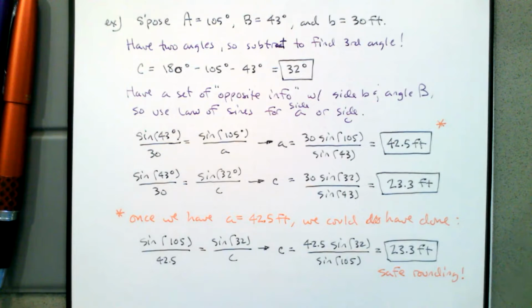Any questions? The other reason I chose to use 43 and 30 is that that stuff was already in the calculator. I just had to change my 105 to a 32. So, no problem. Any questions?